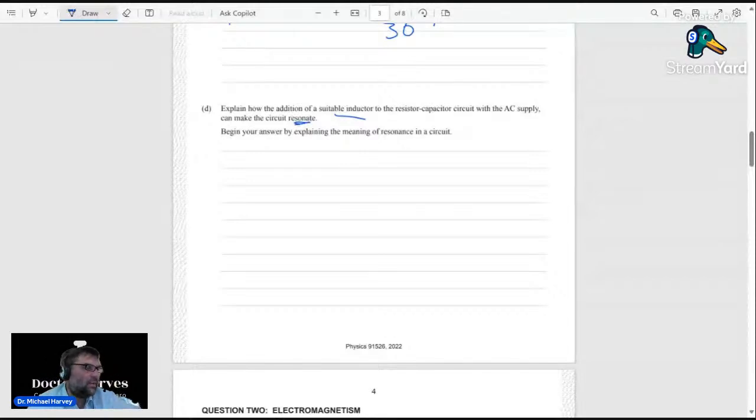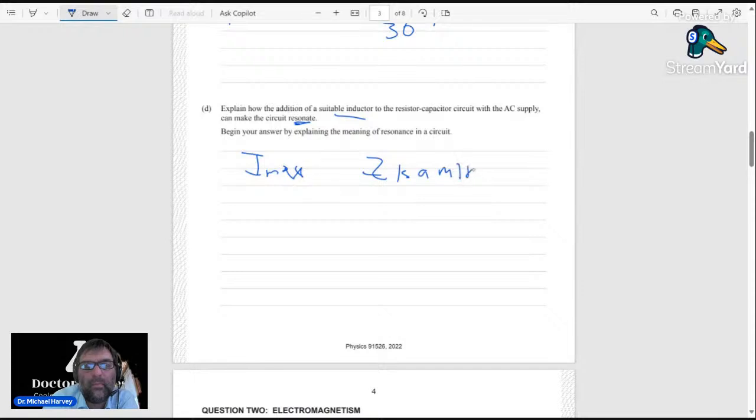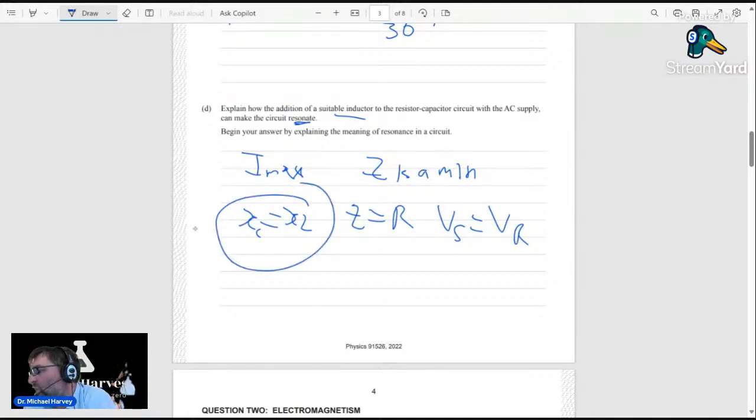Okay, so let's be careful with this. Basically, resonance is when current is a maximum, and that's when impedance is a minimum. This happens when XC equals XL, and when Z equals R, and the supply voltage equals the resistor voltage, because these cancel out. Yeah, we love resonance, we all do.